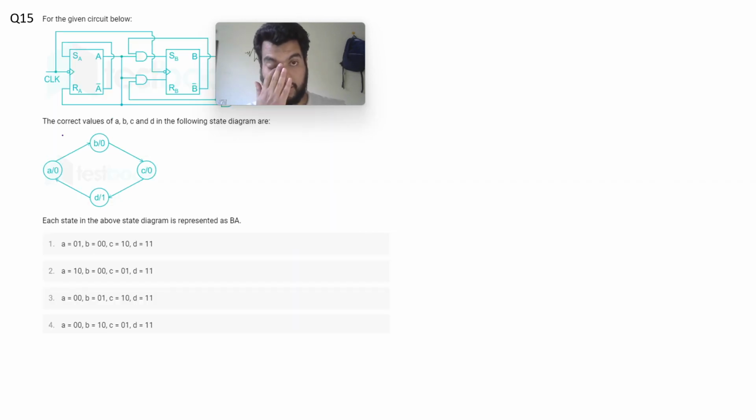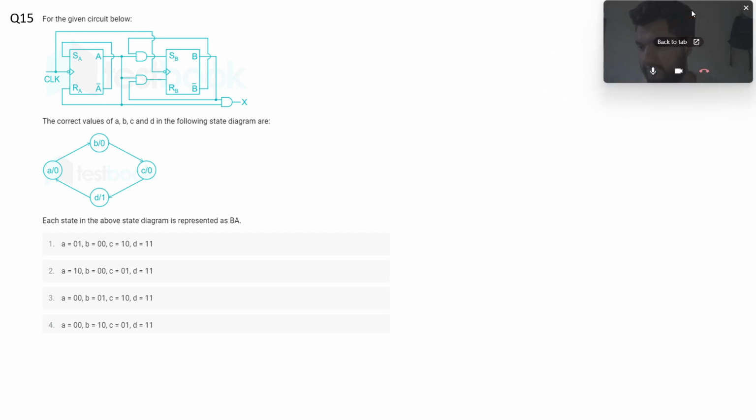Now we have question number 15. What it reads as, I'm not able to see it. Let me just see it on the screen. Okay. From the given circuit, the correct values of A, B, C and D in the following state diagram are... We need to fill out the values of A, B, C and D, and each state in the above diagram is represented as BA. So BA, the outputs of the flip-flops, represent the states.